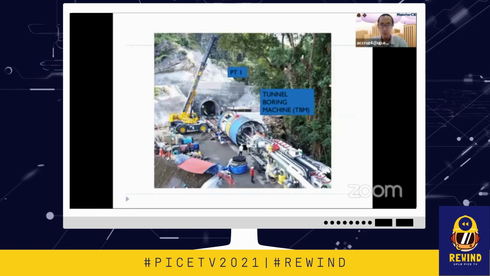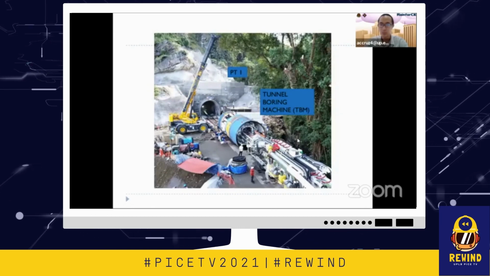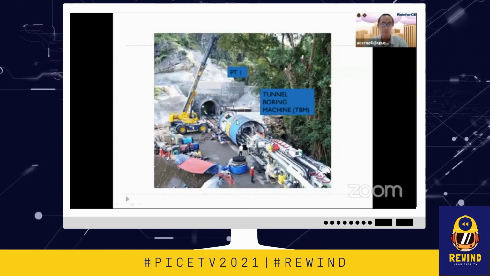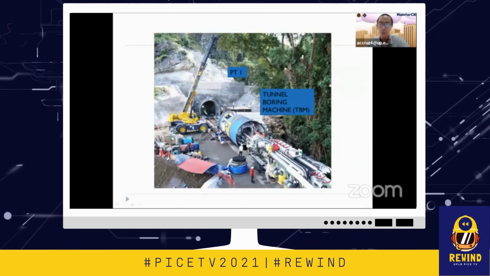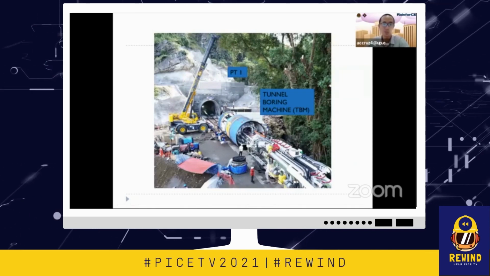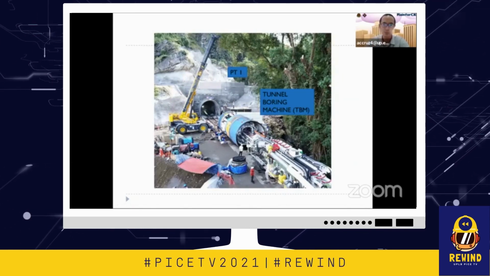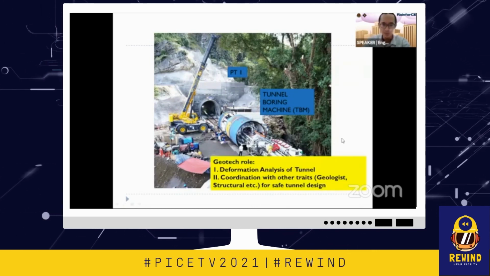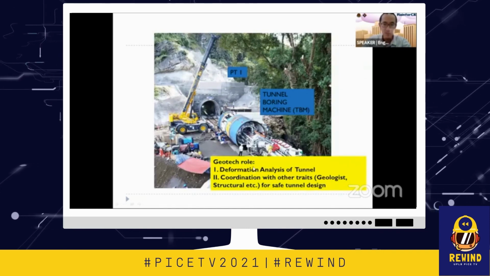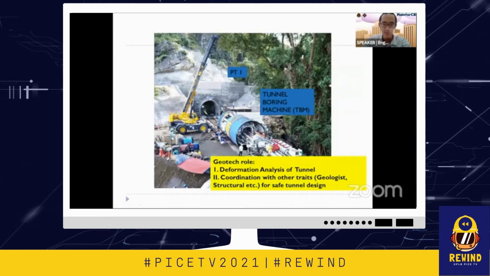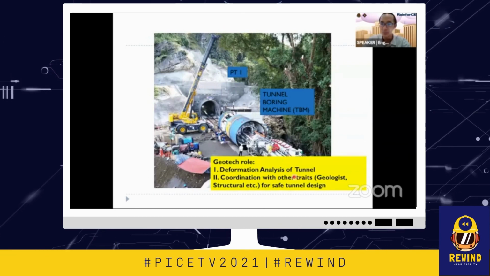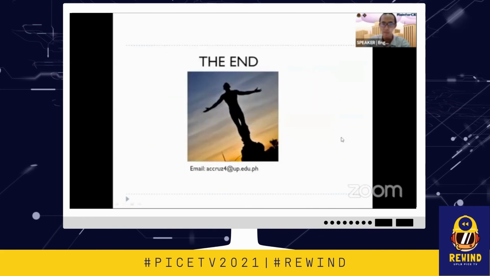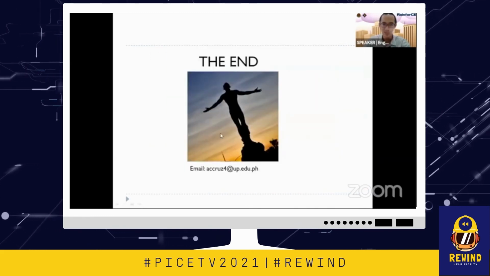In order to build a tunnel, you need a tunnel boring machine, like this one. This one is around 5 meters in diameter. The one used in the Metro Manila mega subway is much bigger than this one. This one is for tunnel conveyance only. Okay, so the geotechnical engineer's role is the geotechnical deformation analysis of tunnels, and coordination with other trades, geologists, and structural engineers for a safe tunnel design. Okay, so that will be the end of my presentation.